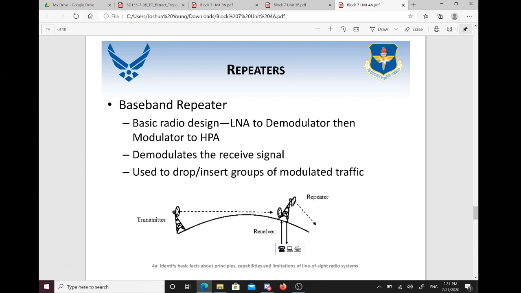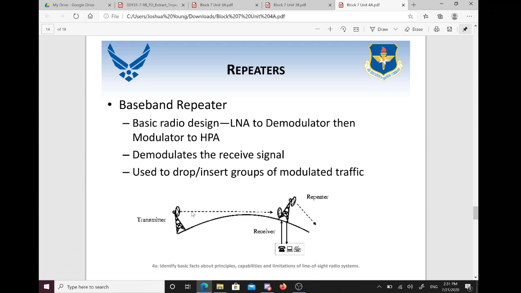Your baseband repeater also uses a basic radio design. This uses an LNA to a demodulator and then a modulator to an HPA. So there's a couple more steps, further translated, refined, less distortion. It demodulates the receive signal, but baseband repeaters can also be used to drop and insert groups of modulated traffic.